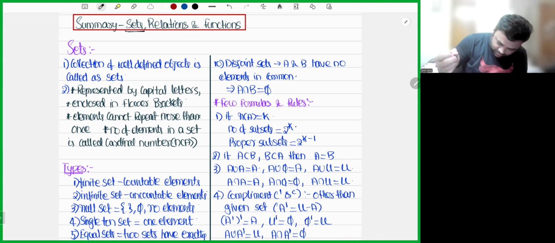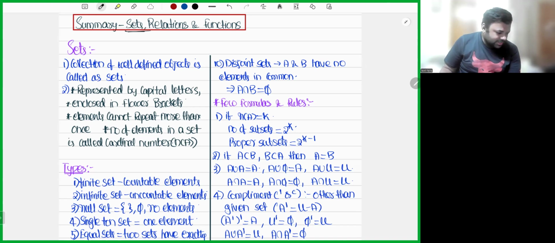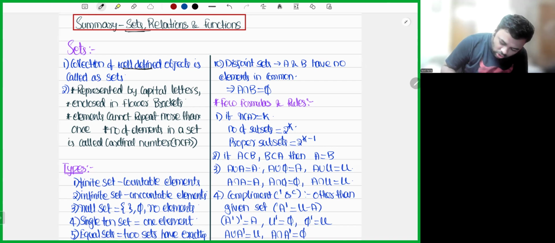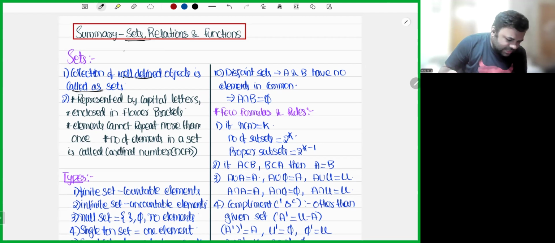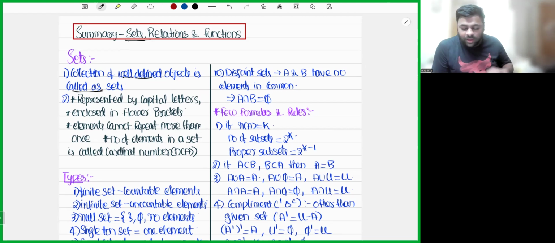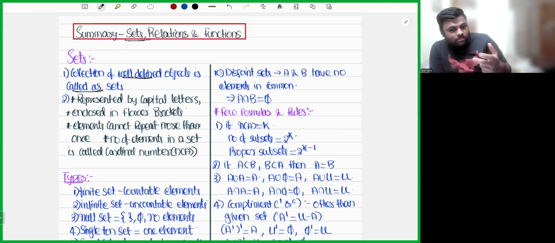Coming to sets. What is a set? A collection of well-defined objects is called a set. So you are forming a set. For example, I'm telling set of natural numbers. Is it well defined? Yes. Set of odd numbers, well defined. Set of even numbers, set of vowels, set of consonants, all these are well defined.